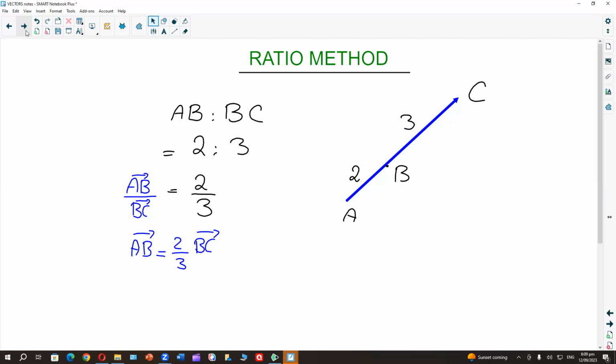Now, this is how we tackle the ratio, and we can make a ratio and write the vectors in ratio form. AB ratio BC is 2:3. So AB upon BC is 2/3. Ratio means fraction. So you can make AB the subject with the ratio of BC. You have to copy this example.